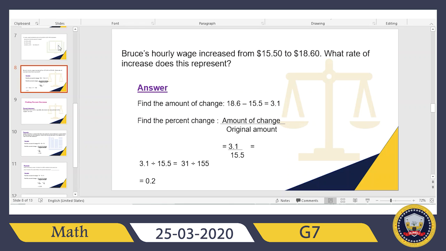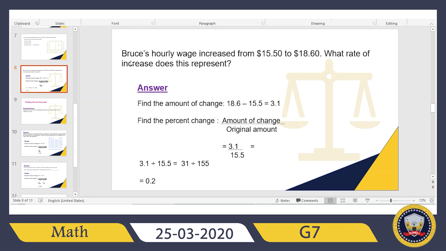You remember them? First, I have to calculate the amount of change, which is the difference between the two prices or the two numbers, the new one and the old one, or the original number and the new number. And then I have to divide the value of this difference, the amount of change, by the original amount. Let's take an example in order to remind you of what we have covered yesterday.